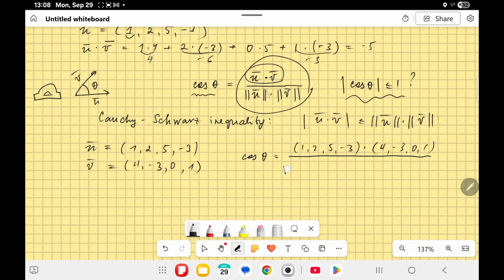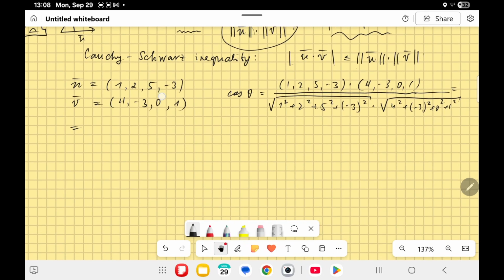And in the denominator, we are going to have the square root of 1 squared plus 2 squared plus 5 squared plus minus 3 squared. Don't forget that the minus is also going to be squared. And then 4 squared plus minus 3 squared plus 0 squared and plus 1 squared. Kind of running out of space here, moving over here.